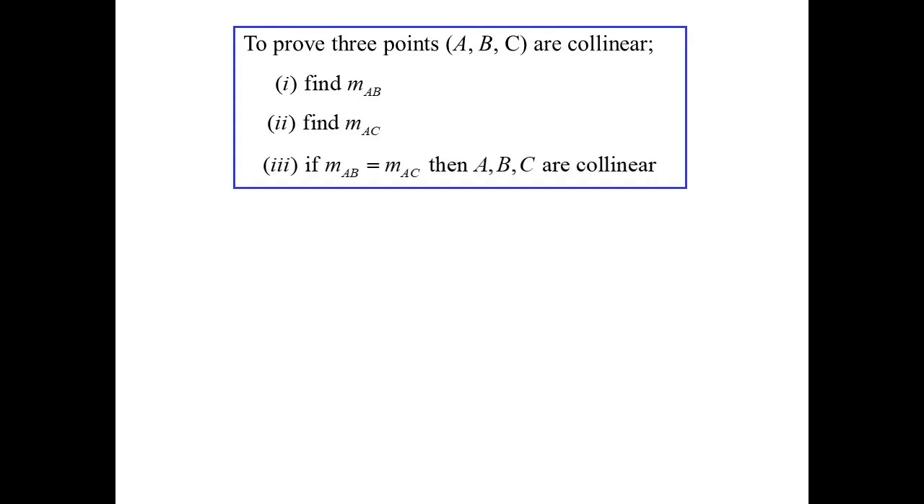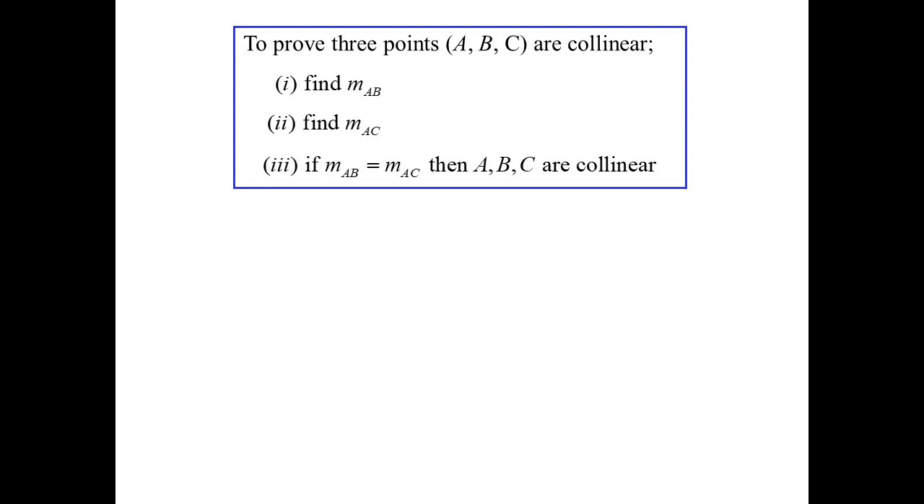If you want to prove 3 points lie on the same line, so they're collinear, the way we do it is to pick 2 of the points. Let's say they're A and B. And we'll find the slope between those 2 points. Pick another pair, so A and C. Find that slope. If those slopes are equal, then the points must be collinear.